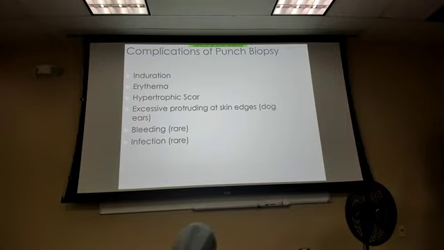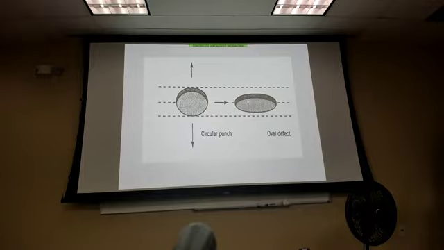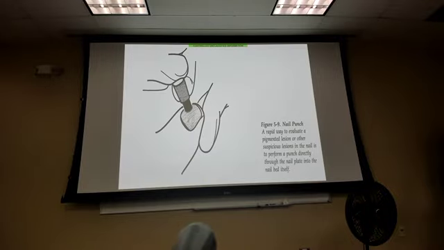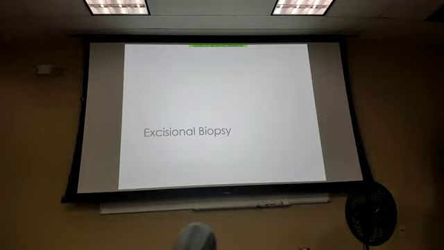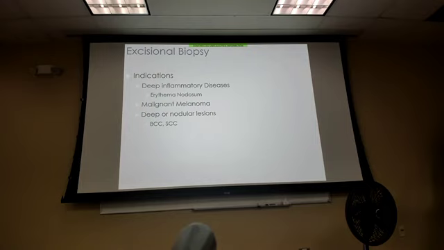Complications, it can cause you to have some induration, erythema. You can have that hypertrophic scar like we talked about, excessive protruding at skin edges, so you have that dog ears. Bleeding, infection are rare, but they can happen. So there's that circular punch of an oval defect. If it has to be a nail, then you could do a punch biopsy on those things too, but just clip it and rip it out. That can be there.